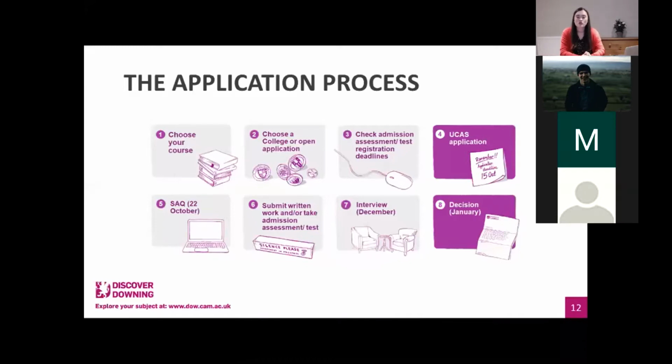And then in January, you'll find out whether you've been accepted by the college you applied to, whether you've been accepted by a different college, or whether you've been unsuccessful in your application. So hopefully that gives you an overview of the different steps that you need to take. The first 2 or 3 need to be done in year 12, and the others all happen in year 13.